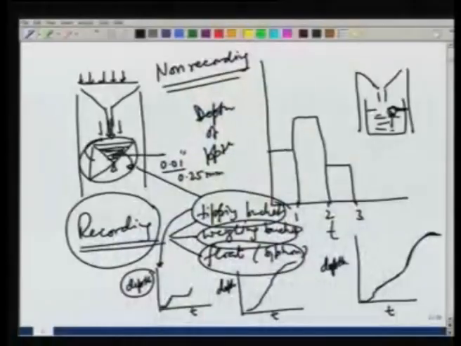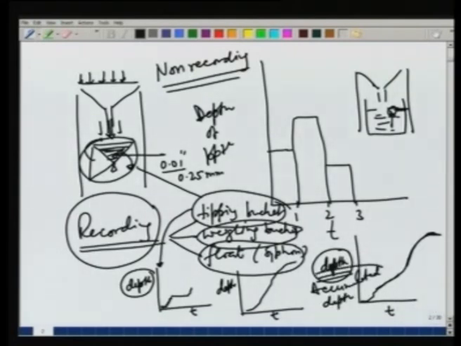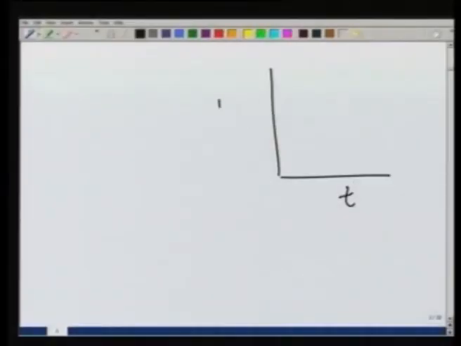So, the recording type of rain gauges give us a curve of continuous depth, meaning accumulated mass or accumulated depth, which we call the mass curve. The slope of this line gives us the intensity at different times, and that slope gives us what is known as a hyetograph. So, time versus intensity.